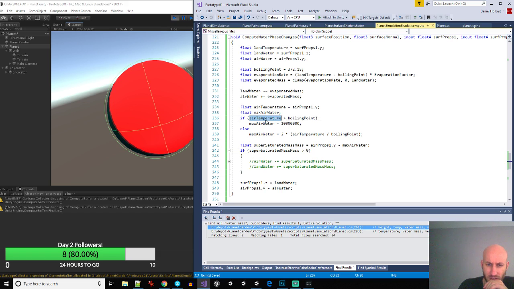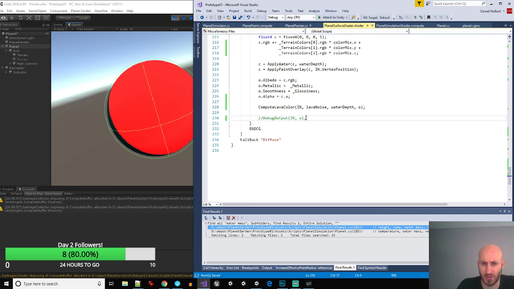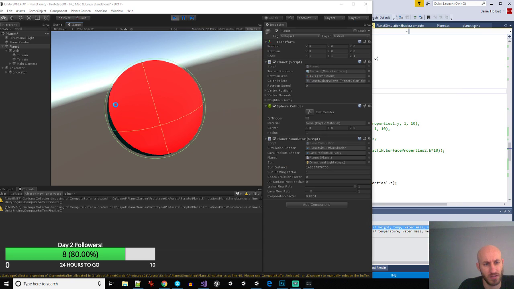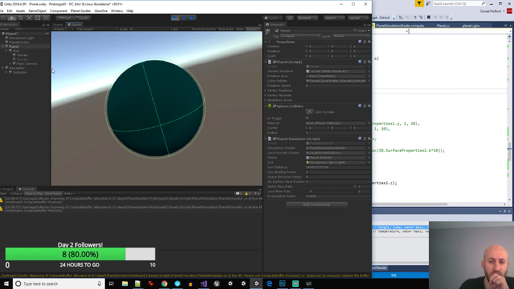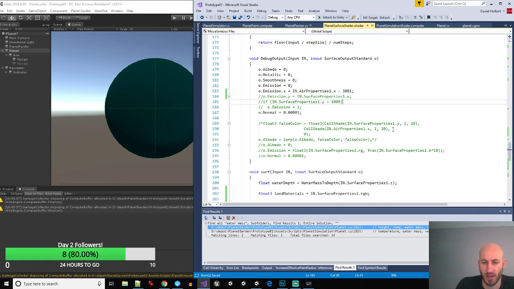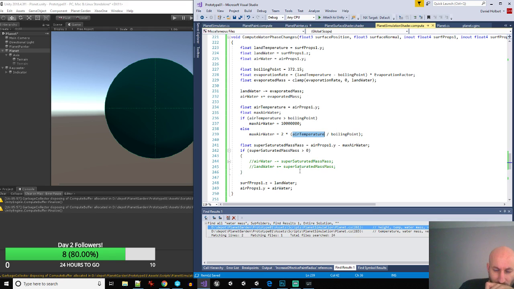What is the stupid mistake I'm making? What is the air temperature? I'm using the air temperature, maybe, but I'm looking at the land temperature. So the air is cold because I'm not transferring any heat to the air. That makes sense. I should adjust the air temperature based on how much water is going in there. Let me go ahead and do that. So I know how much mass there is in the air in total, so I should be able to update its temperature.